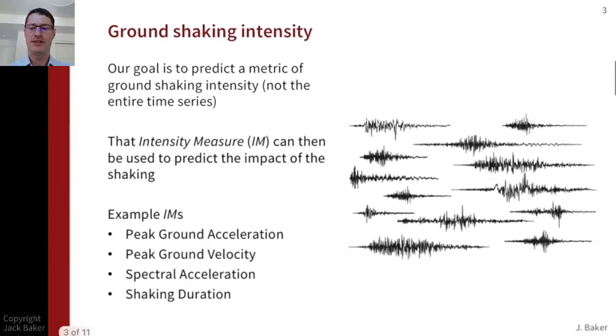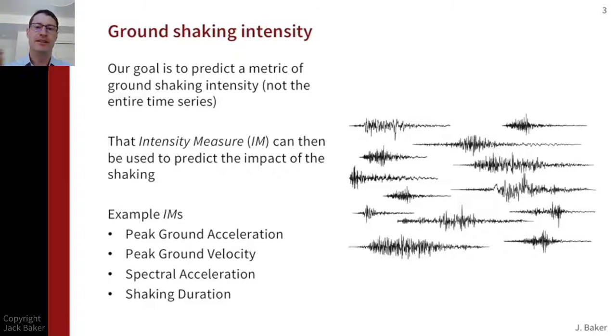Okay, so the first idea we need to talk about is ground shaking intensity. And so over on the right here, I've got plotted some time series of accelerations recorded from earthquake ground motions. And you've probably seen pictures like this, where the shaking continues and varies in amplitude over some period of time and then dies down as the seismic waves pass. So our goal is not going to be to predict an entire time series like this. We just want to predict some metric of ground shaking intensity, right? And whatever metric we pick, we typically refer to that as an intensity measure, or an IM, as an acronym.